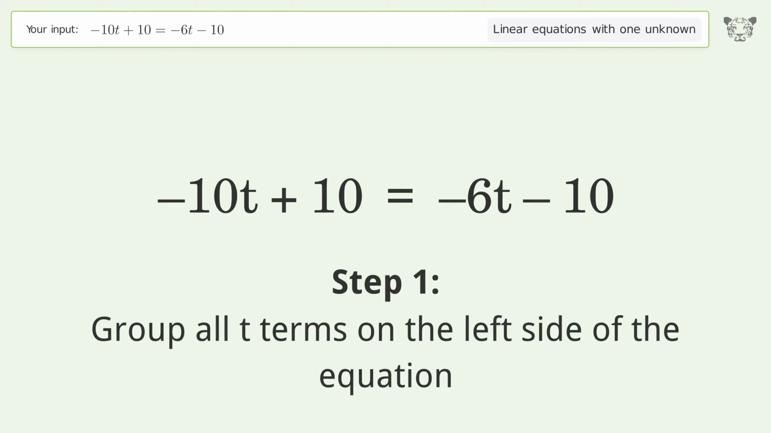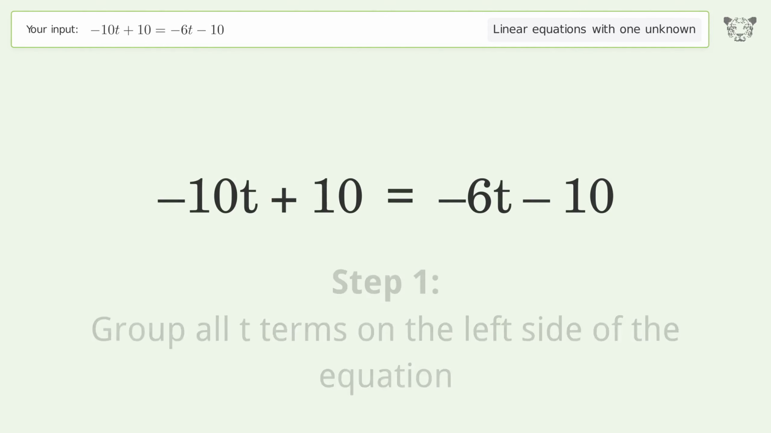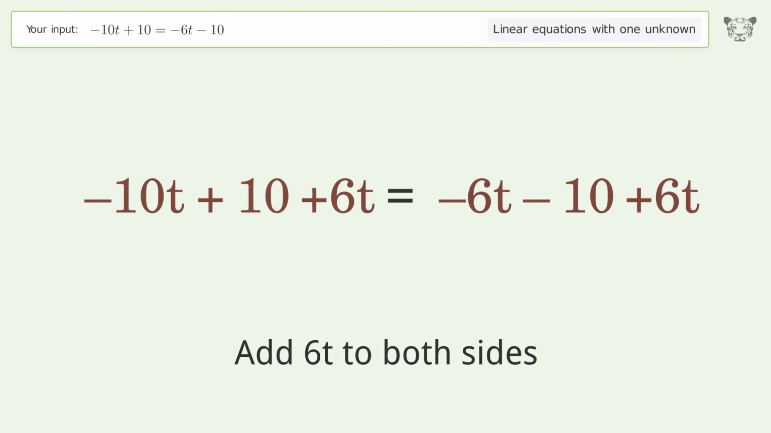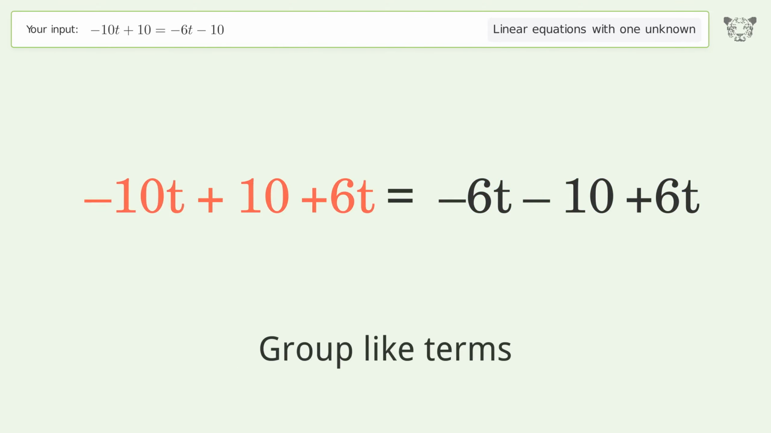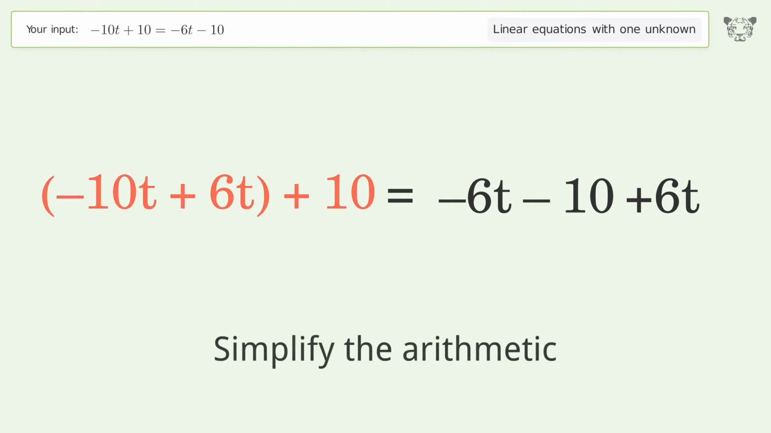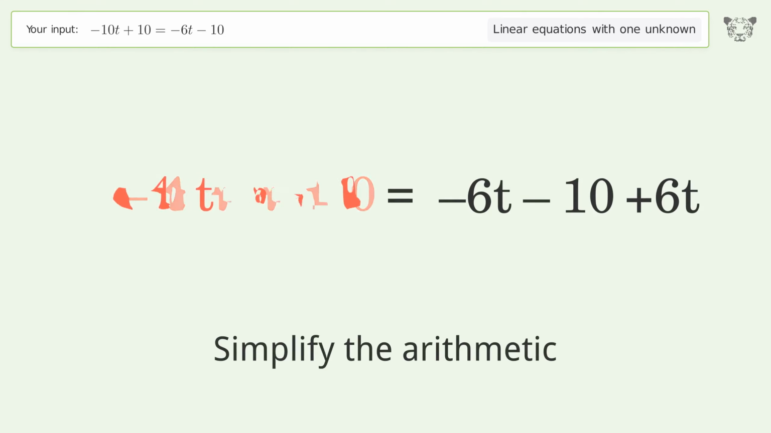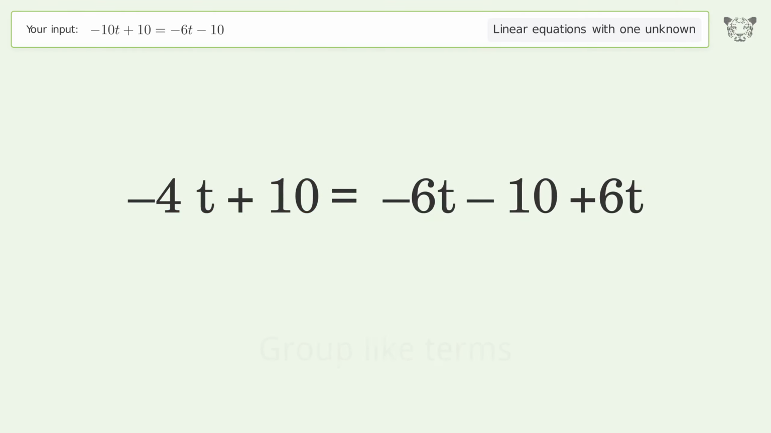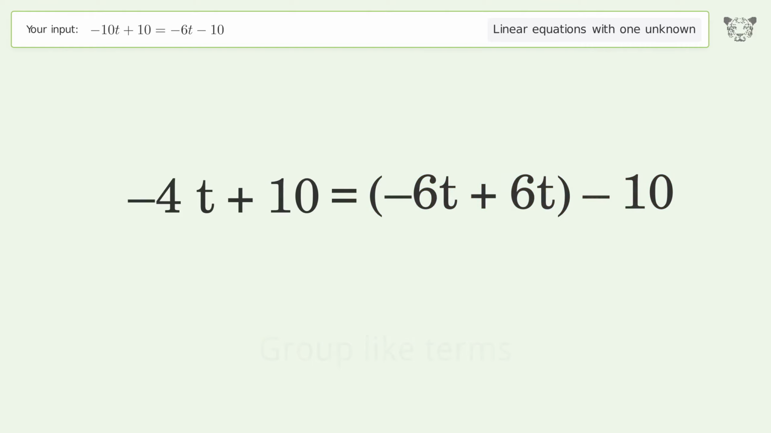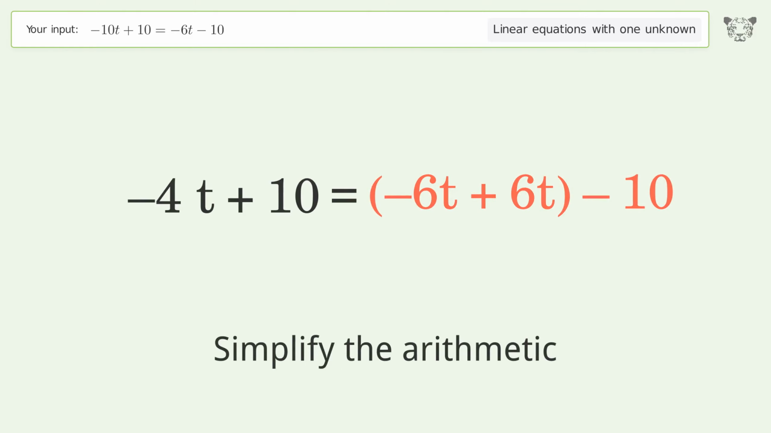Group all t terms on the left side of the equation. Add 6t to both sides. Group like terms. Simplify the arithmetic. Group like terms. Simplify the arithmetic.